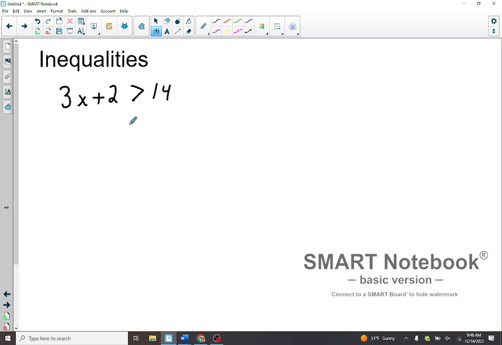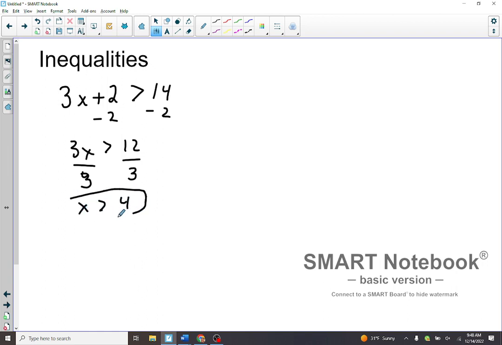So inequalities. That's the greater thans or less thans. In this section, you're not only going to have to solve for the x, you're going to have to graph. Yes, exactly, with the line. So something like this will happen. Minus 2 on both sides. 3x is greater than 12. Then divide by 3 on both sides. It's basically just x is greater than 4.